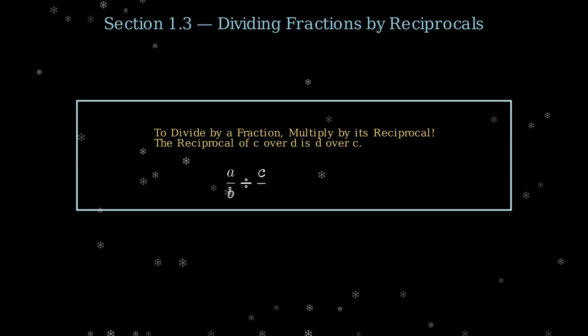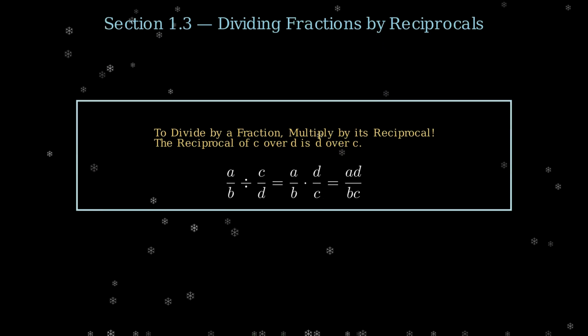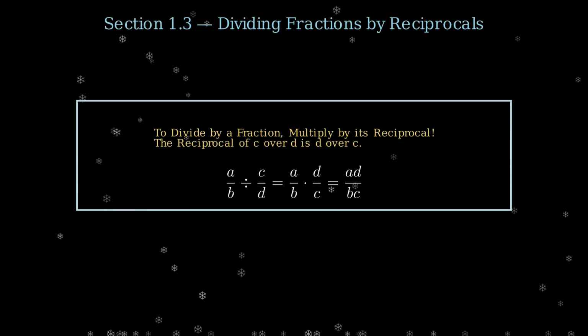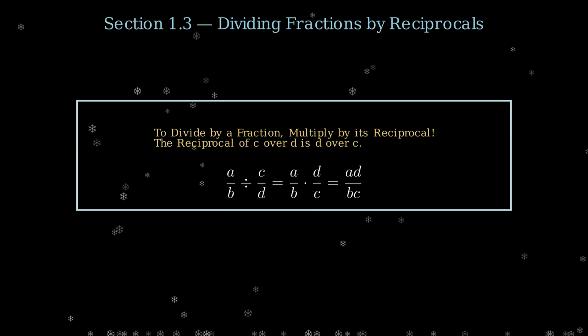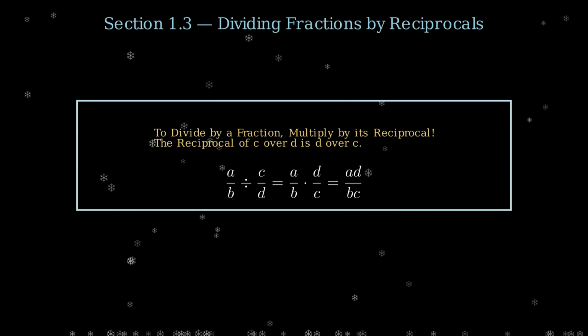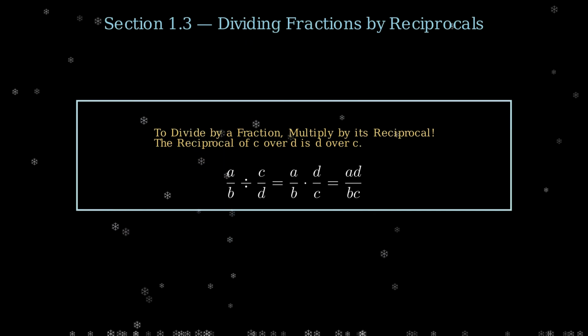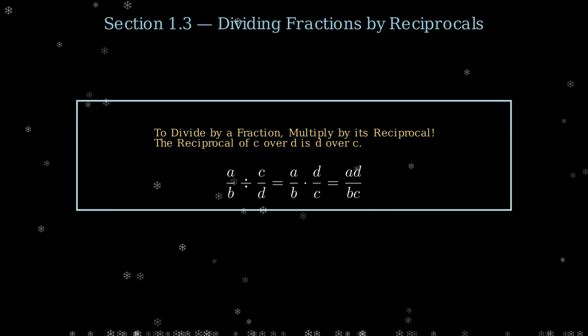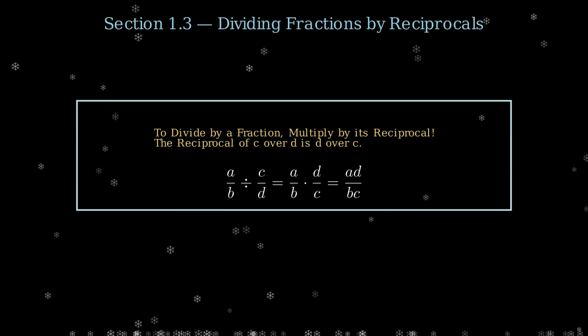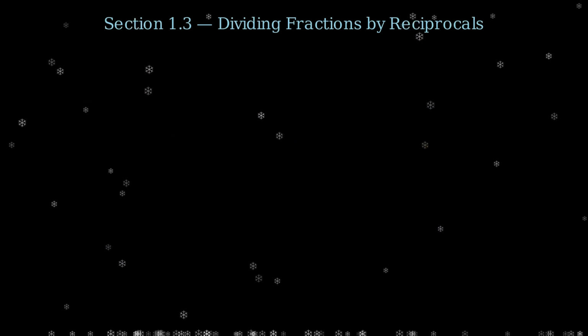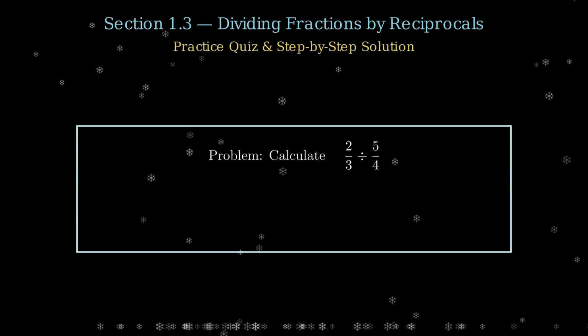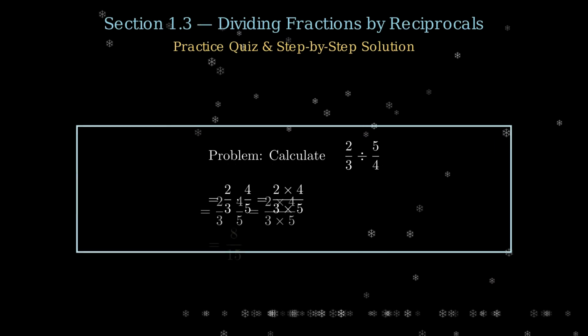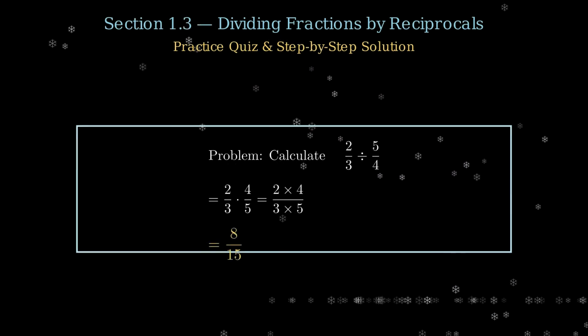The reciprocal of a fraction c over d is d over c, since their product equals 1. To divide by a fraction, you simply multiply by its reciprocal. This rule allows us to change any complex fraction division into a simple multiplication task. Let's practice with an example. Divide 2 over 3 by 5 over 4.